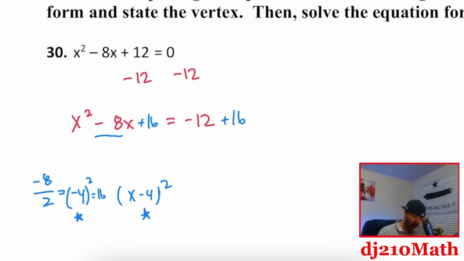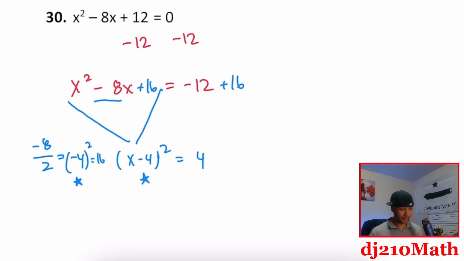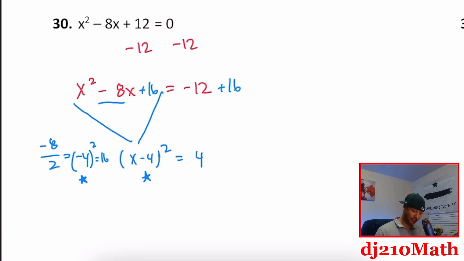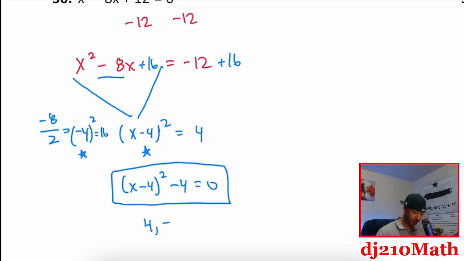So notice what happened. You took half of B. That number shows up immediately in the factor. And then when you square the value negative 4, that's the number that you add. All right, so this whole left side is guaranteed to factor into x minus 4 squared. Then on the right-hand side, negative 12 plus 16, so this is going to be 4. It has to be explained to you what's going on, a good understanding of quadratics. So if I move the 4 back over, this is basically the vertex form right here. And the vertex is going to be 4 comma negative 4.